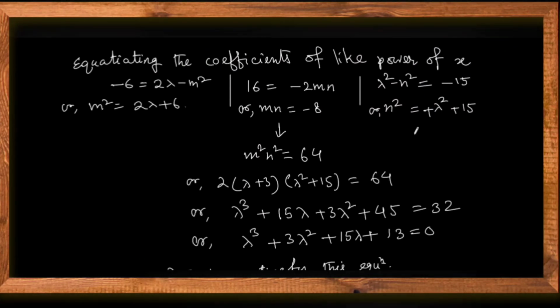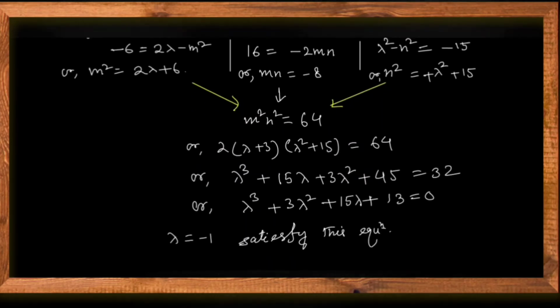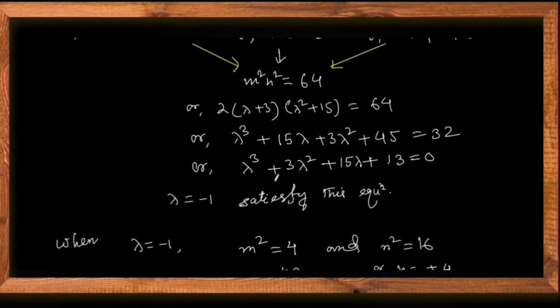So now from here m square is 2 lambda plus 6, mn is minus 8, and n square is lambda square plus 15. If we put the m square and n square values in the equation for mn, we will get 2 times (lambda plus 3) times (lambda square plus 15) equals 64. If we simplify, the equation becomes lambda cube plus 3 lambda square plus 15 lambda plus 13 equals 0, and lambda equals minus 1 satisfies this equation. So lambda equals minus 1 is a root of this equation.